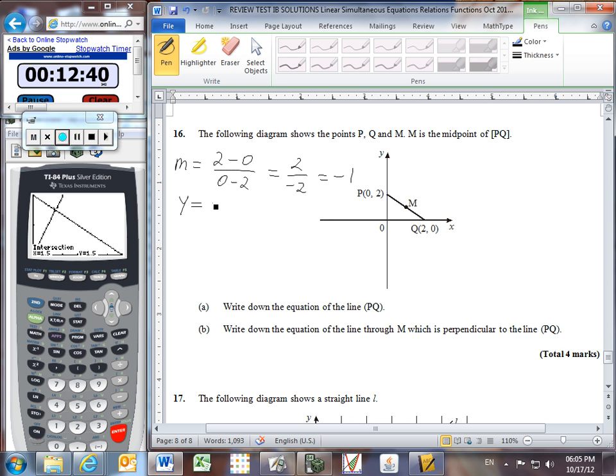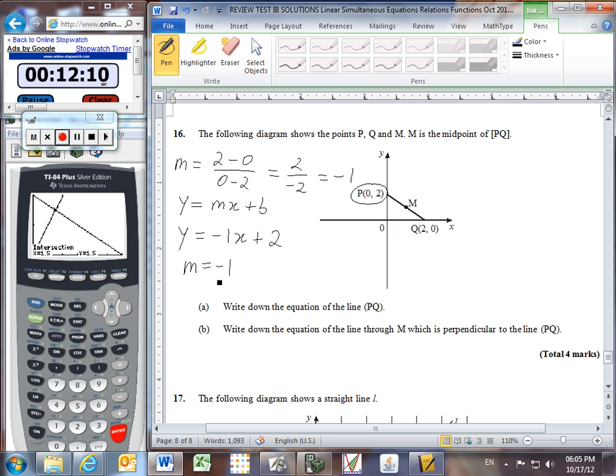So y equals mx plus b. We can substitute in our known slope of -1. This is a case where I don't need to substitute in my points because my y-intercept has been given to me right there. So -1x plus 2 is my equation of line PQ. Part B, we need to write down the equation of a line that passes through M and is perpendicular to the line PQ. Well, you can see that your slope of PQ is -1.